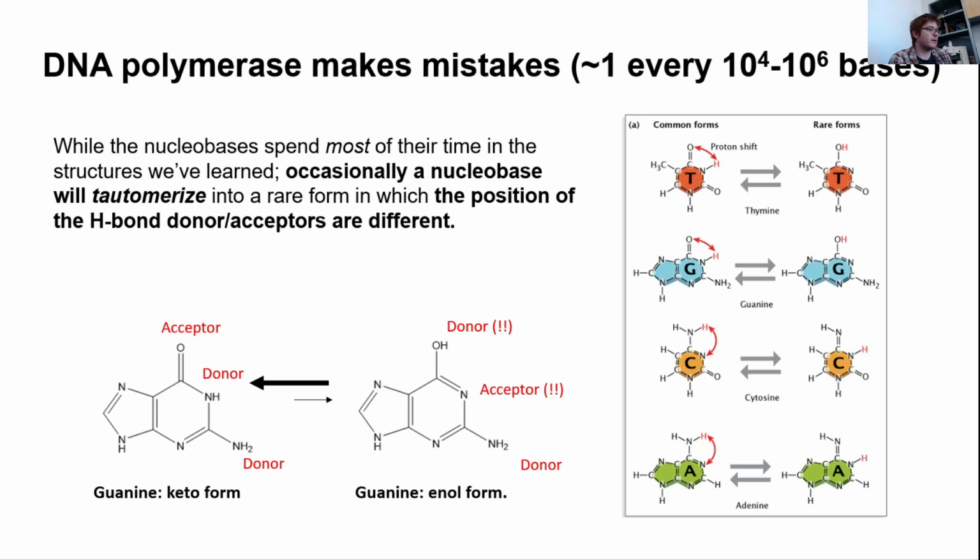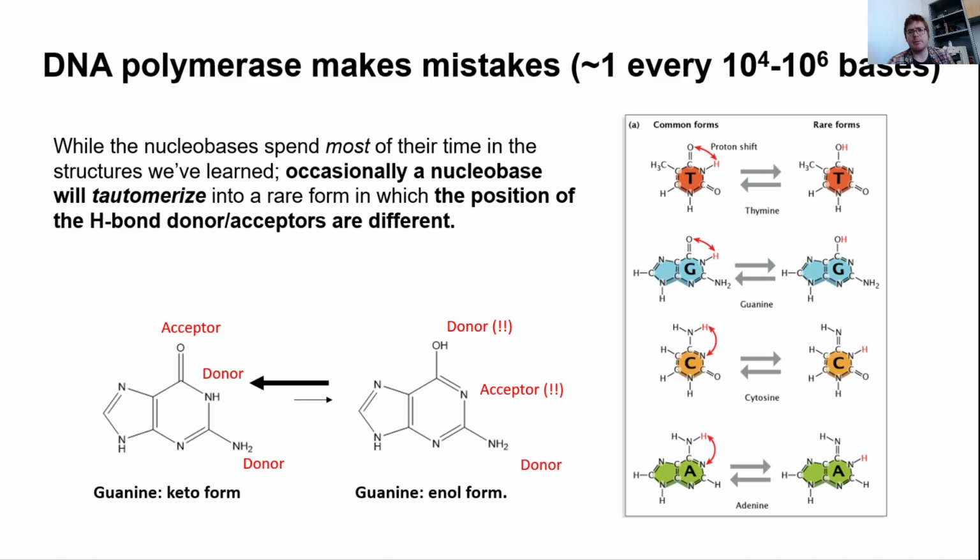But before we get started on that, we first have to think about what types of mistakes polymerase might make and what it's going to need to fix. And it turns out right from the get-go, polymerase is pretty high fidelity. So it makes a mistake about 1 every 10 to the 4th or 10 to the 6th bases, depending on the different species that you look at. And that seems pretty good, 1 in 100,000. That's a pretty good error rate.